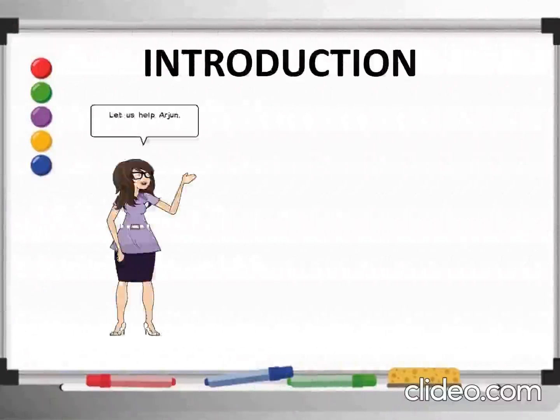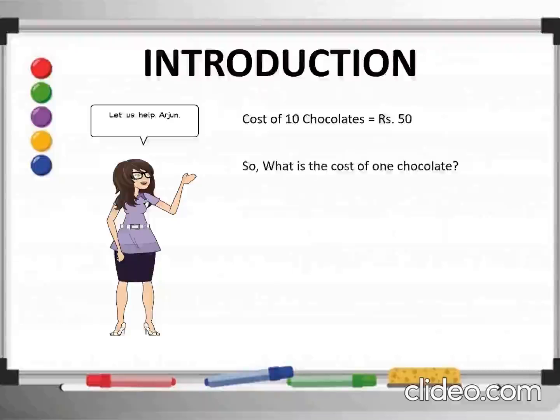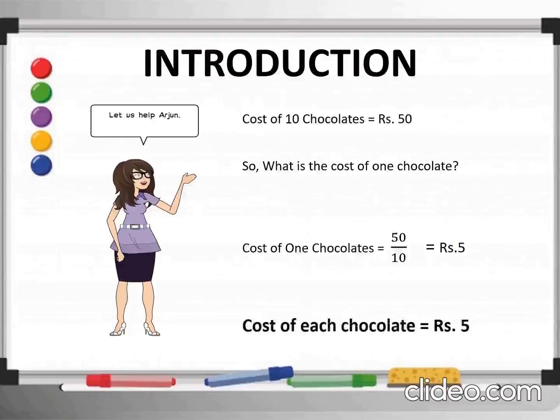Cost of 10 chocolates is 50 rupees. Then what is the cost of one chocolate? 50 upon 10, which is equal to 5 rupees. Therefore, cost of each chocolate is 5 rupees.